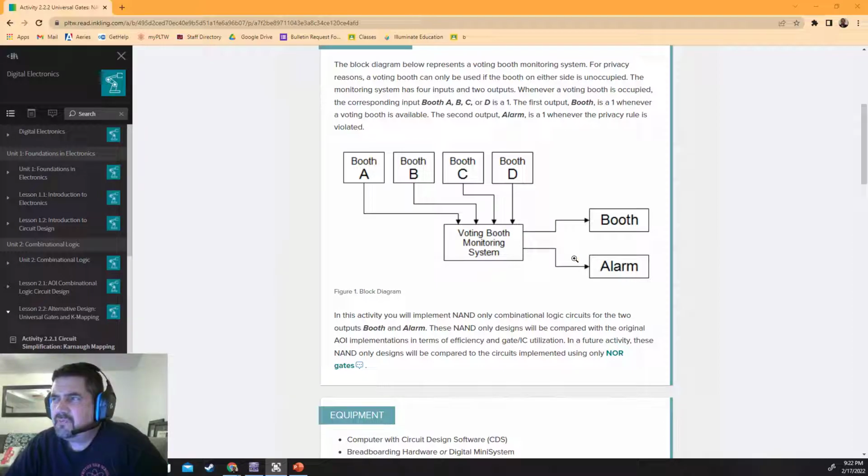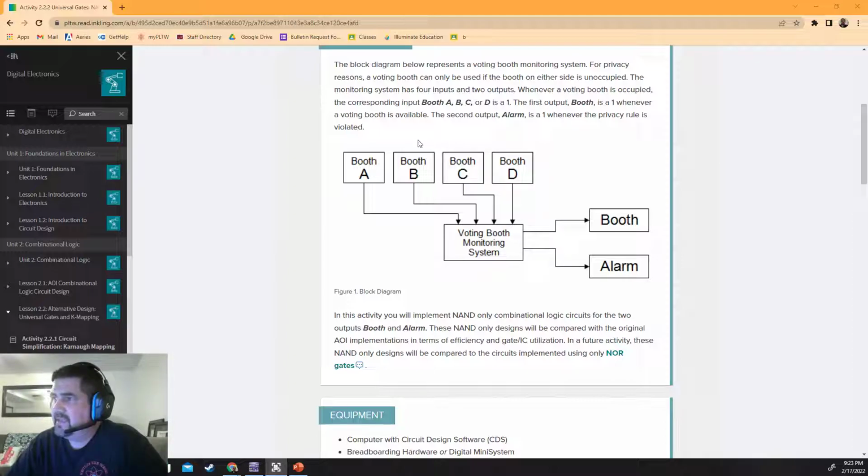And the rule is pretty simple. The only rule really is that 2 people just can't vote next to each other. So if somebody's voting in booth A, you cannot vote in booth B. If somebody's voting in booth B, nobody can be in A or C. They would have to be over here in D. And if they're in booth D, nobody can be in C, and so on and so forth. So the rule is 2 people cannot vote next to each other, okay?